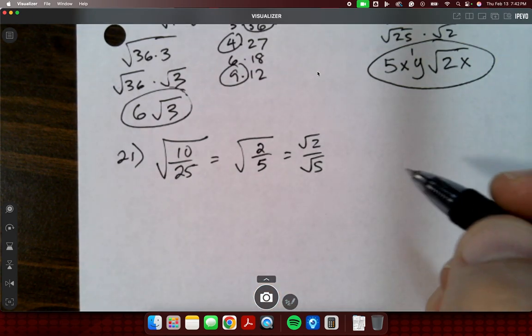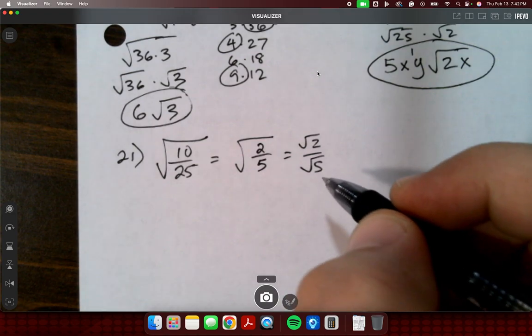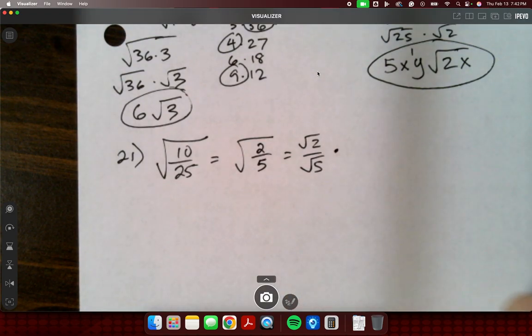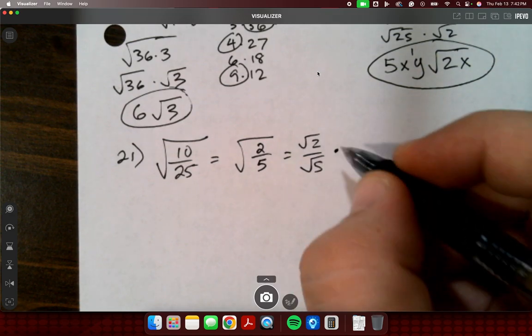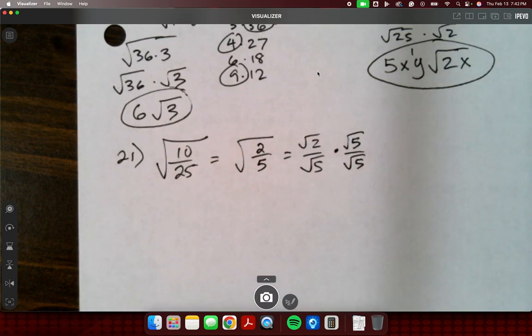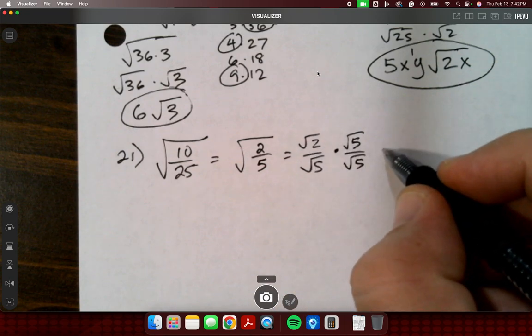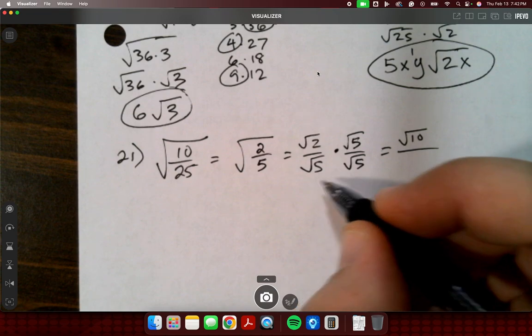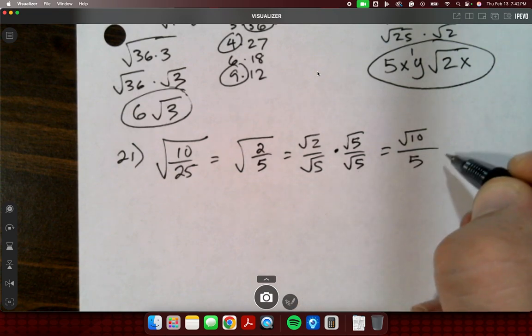But remember, things are not simplified when they have a radical in the denominator. So our solution to that is to rationalize the denominator. Rationalize the fraction, which means we multiply the top and the bottom by the denominator, or at least the square root in the denominator. So the square root of 2 times the square root of 5 is the square root of 10. And the square root of 5 times the square root of 5 is 5.